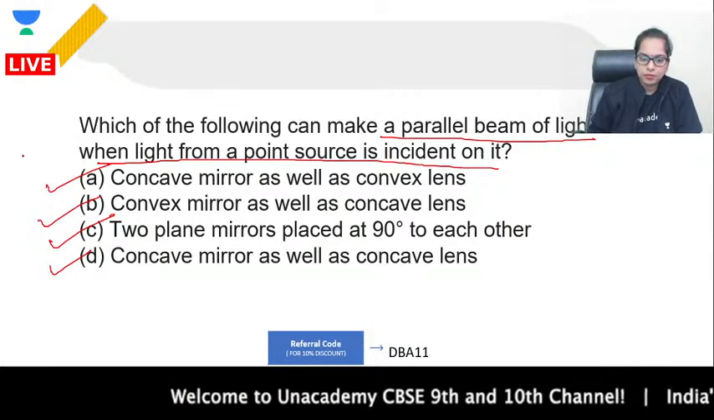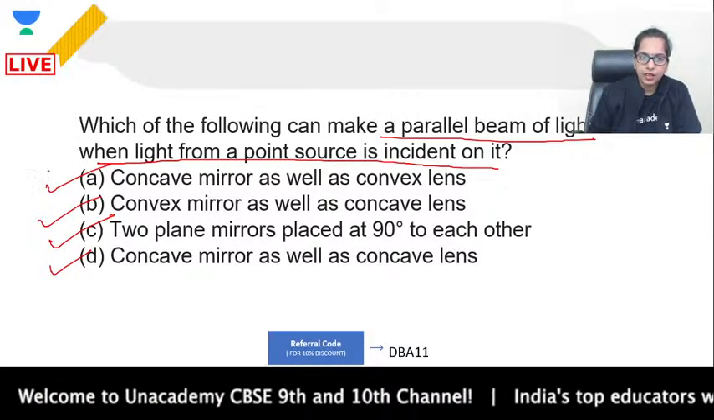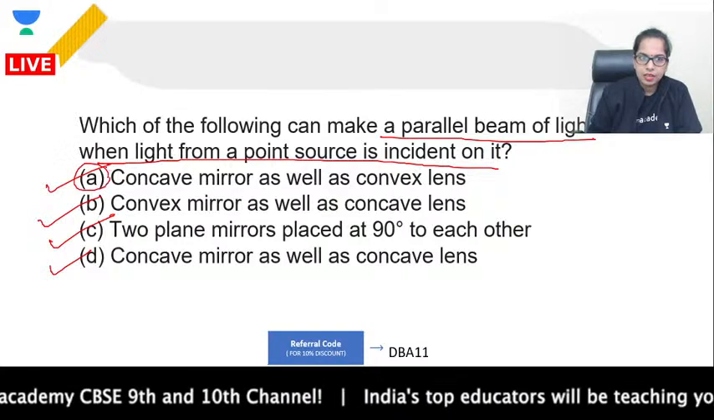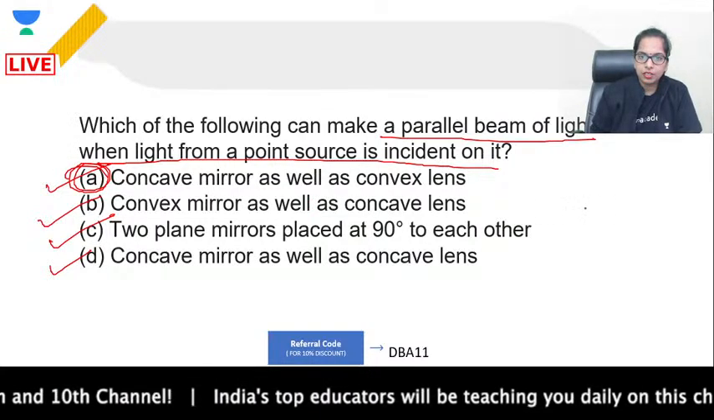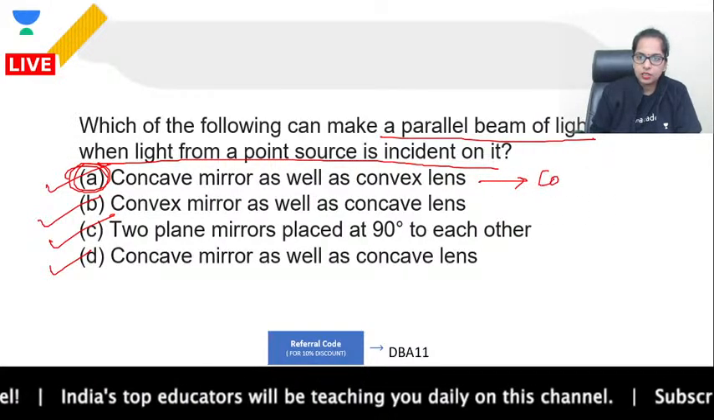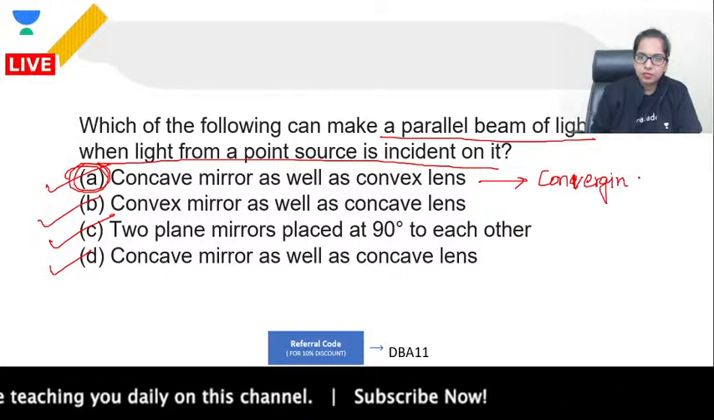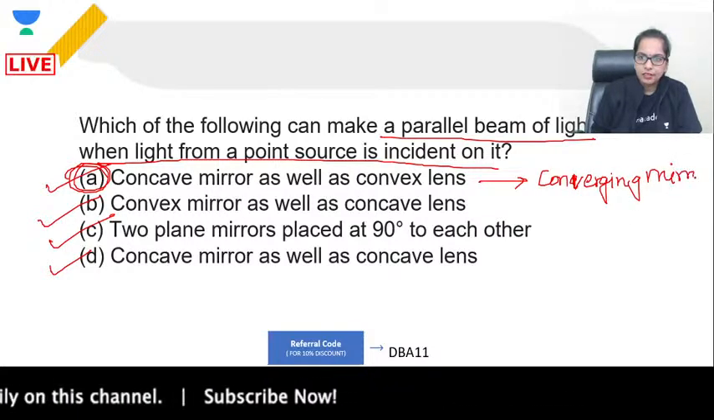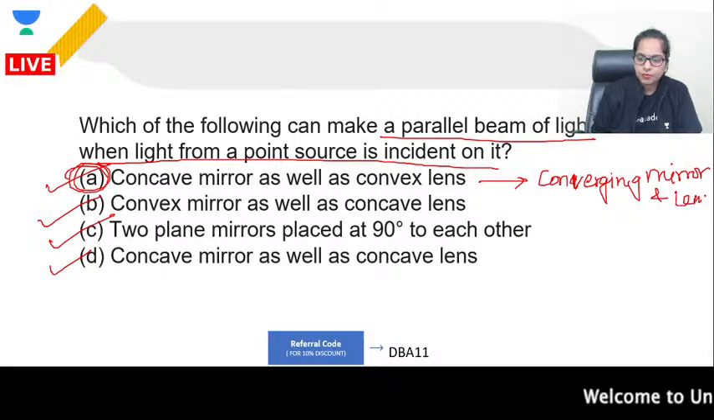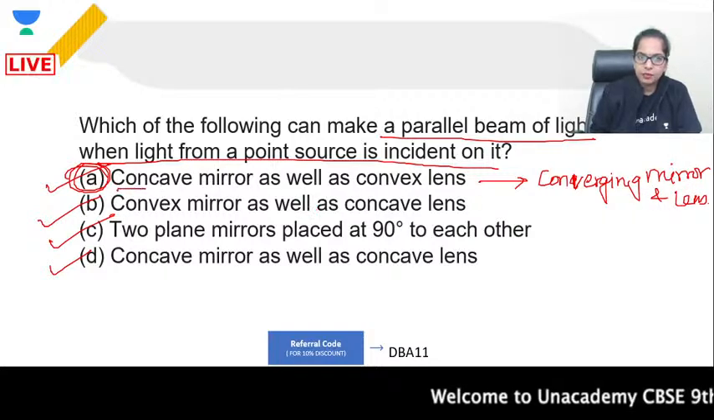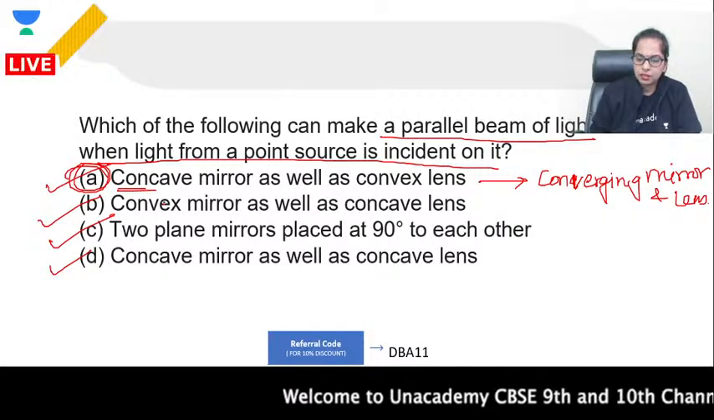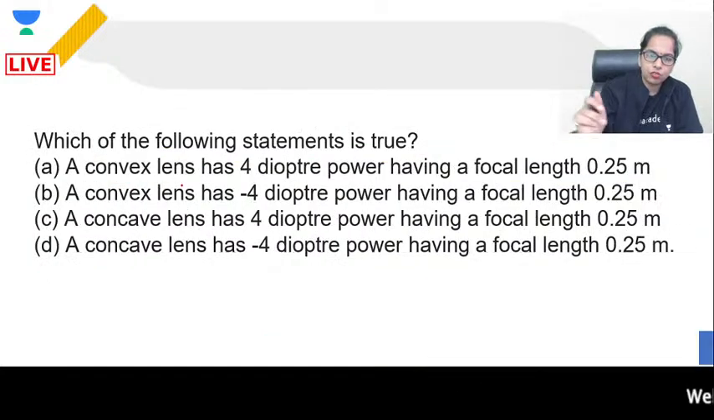Both can form, concave mirror as well as convex lens, because they are behaving like each other, they are converging lenses and mirror, converging mirror and lens. So that is why A will be the right answer. Okay, moving to the next question.